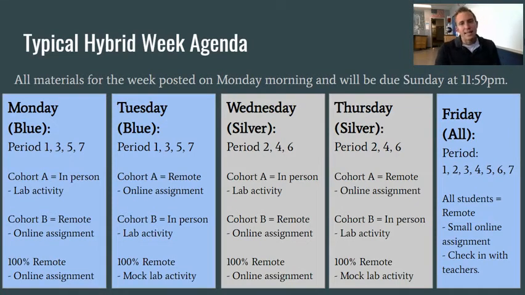So Wednesday, that's going to be your silver day classes. So periods 2, 4, and 6. Now we kind of follow a similar pattern. So cohort A for periods 2, 4, and 6 on Wednesday will be in person. So that means that you'll be in class doing that activity. Cohort B will be at home on remote doing an online assignment. Okay, same thing. So our 100% remote students are going to be doing that same online assignment on that Wednesday.